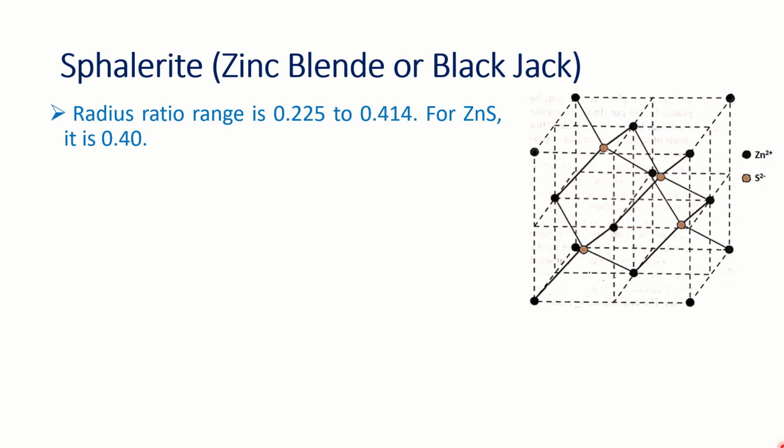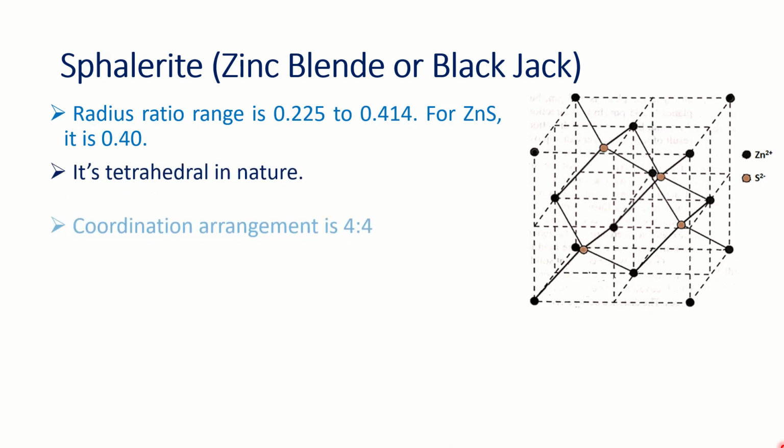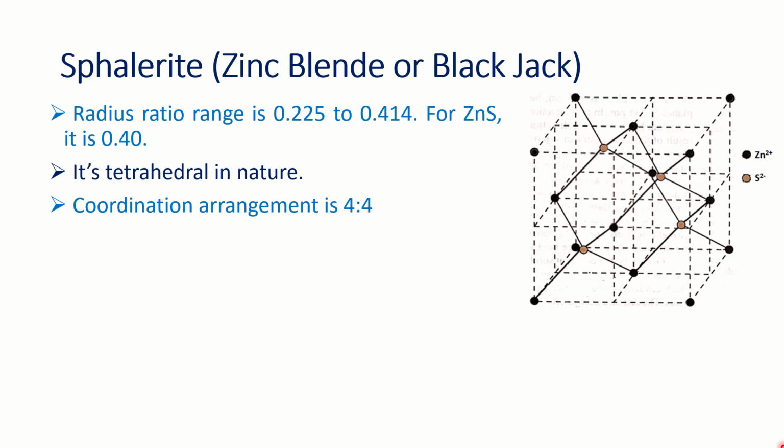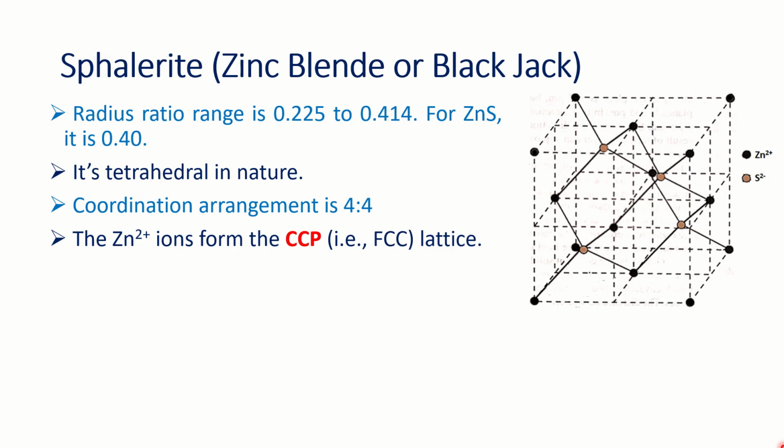And from the radius ratio of zinc blende, which is 0.40, it belongs to the tetrahedral arrangement, which has the range 0.225 to 0.414. Therefore, its nature is tetrahedral and the coordination arrangement is 4 is to 4. And here the zinc cations form the cubic close packed structure, that means the face centered cubic structure. Here look, the black spots are actually zinc 2 plus ions which form the FCC lattice.